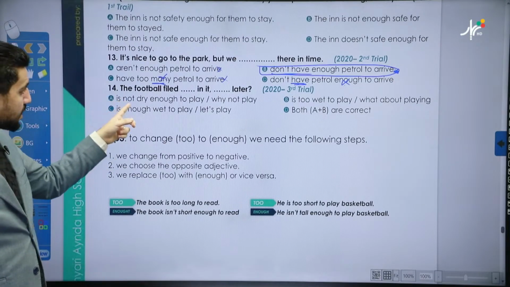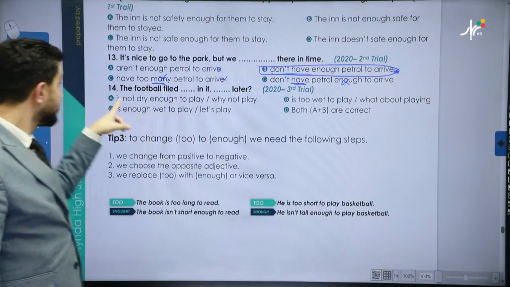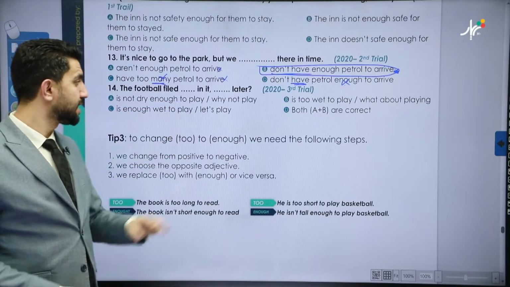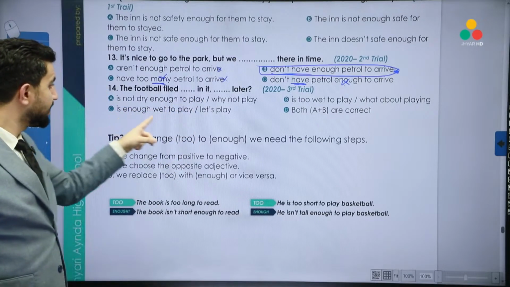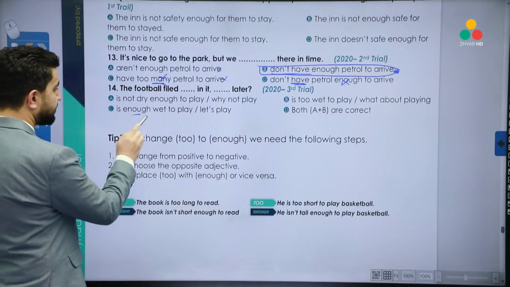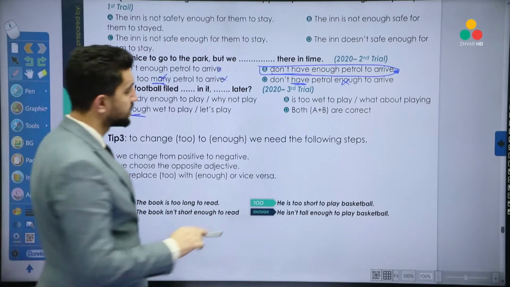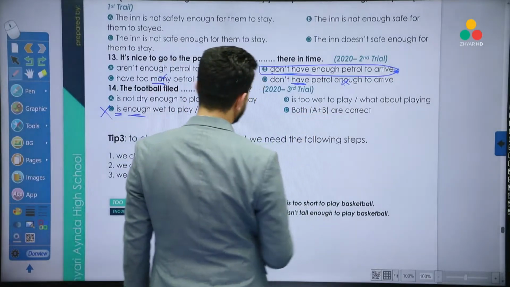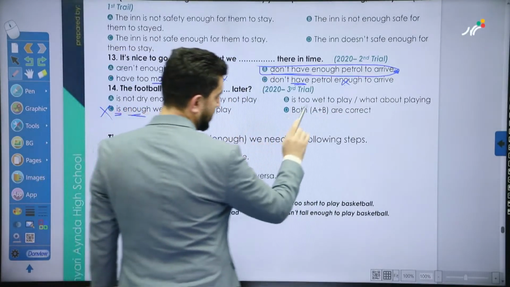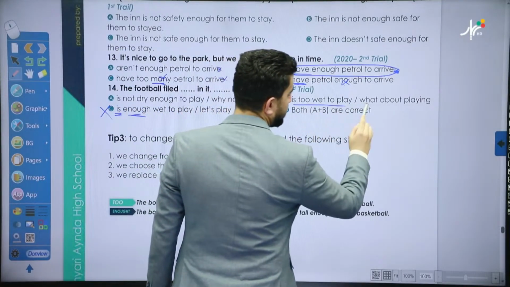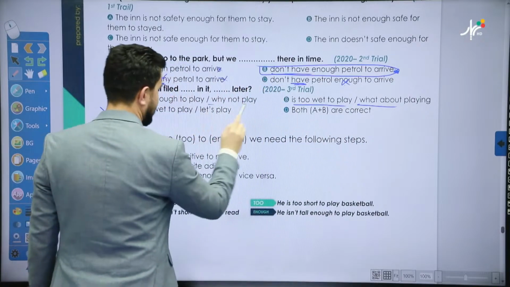Let's see. The football field isn't dry enough to play. Is "enough" wet? Do we use "enough" with positive? No, we don't use it. Is too wet to play? Let's see. Is too wet to play? What about playing? Why not play?